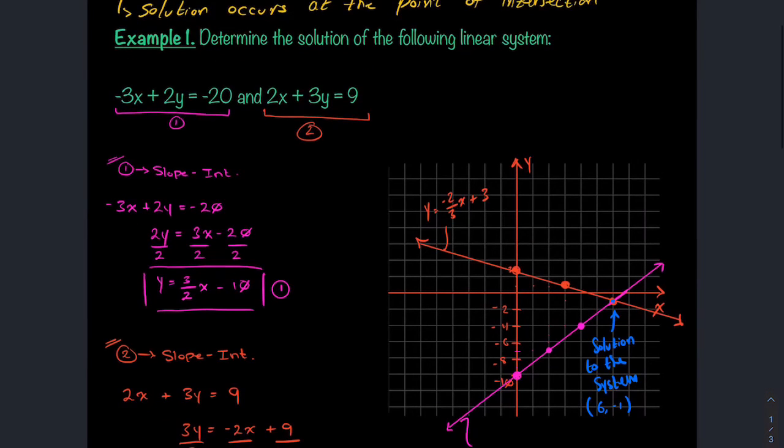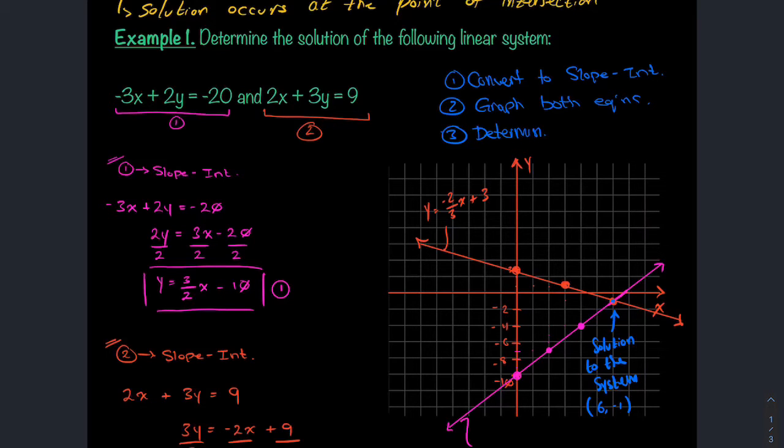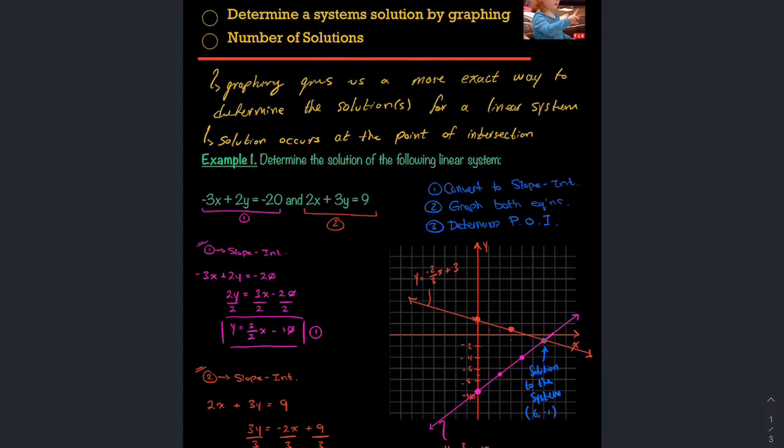So that is the general basis for how you're going to solve anything like this, where it's asking you to determine the solution of the following linear system by graphing. You have to convert to slope-intercept form. Graph both equations. And then finally, determine the point of intersection, POI, okay? And so that's it for that one.